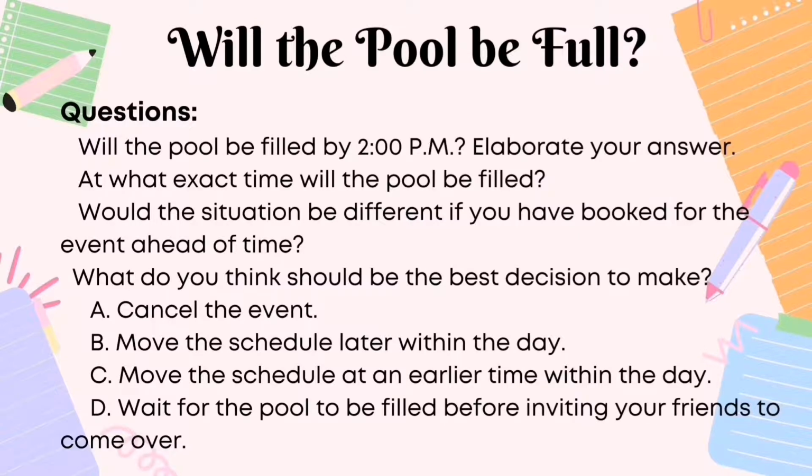And since it took 7 hours and 12 minutes for the pool to be filled, then will the pool be filled by 2 o'clock p.m.? What will be your answer? Okay, so our answer here is a big no. Because if we're going to count the number of hours from 8 o'clock a.m. to 2 o'clock p.m., that is only 6 hours. Then the waiting time for the pool to be filled is 7 hours and 12 minutes. So, it is not possible for the party to start at 2 o'clock p.m.